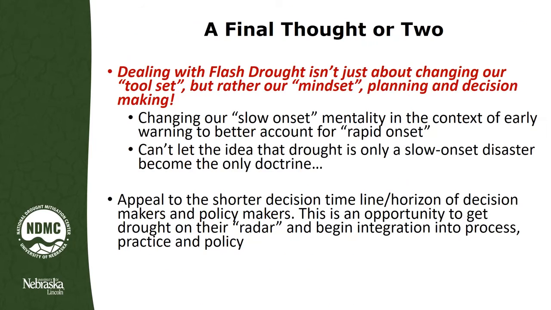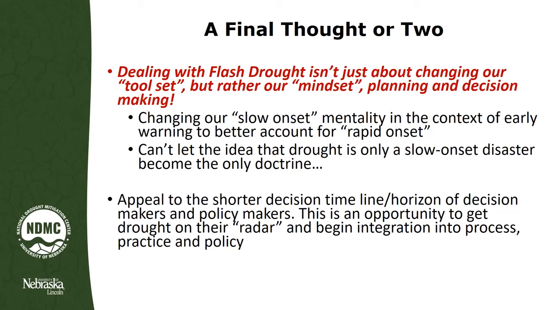A final thought or two here. To me, dealing with flash drought isn't just about changing our tool set, but rather our mindset, especially in regards to planning and decision making. Getting away from the reactive, slow onset mentality and turning our attention more towards so-called rapid onset droughts in a proactive way is the way to go.